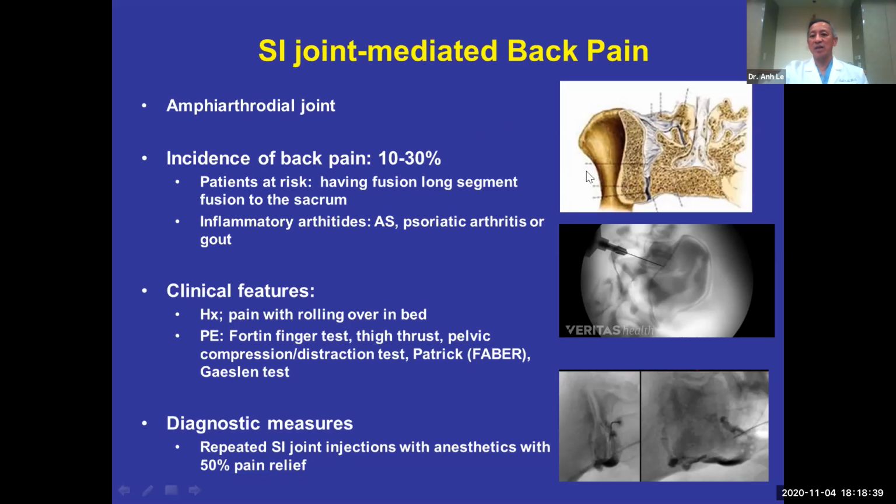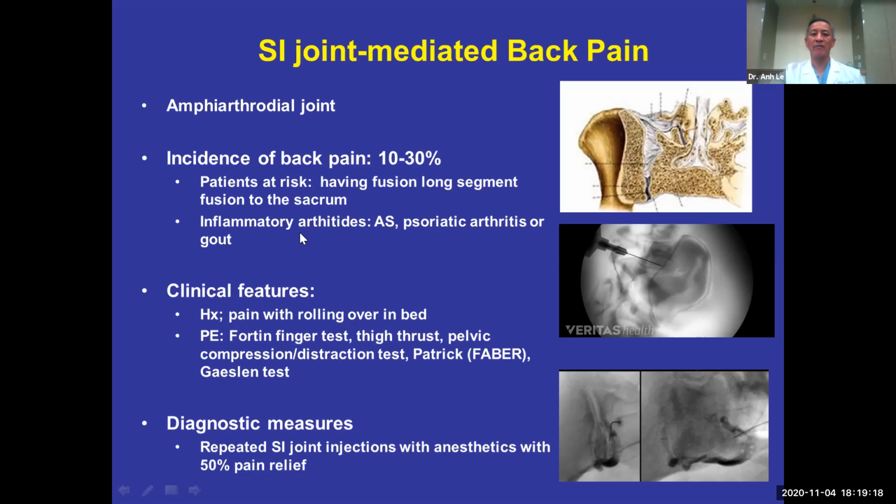It is known as an amphiarthrodial joint, right? In the past, we didn't really believe in this entity because surgical treatment was not very successful. So we thought it was a garbage can diagnosis. If we really don't know where the pain's coming from, then we basically blame this joint for low back pain. But nowadays, we're starting to think about it again. In a patient who has a long fusion all the way to the sacrum, say from L2 or L3 all the way down to the sacrum, the SI joint could be subjected to abnormal movement, causing back pain.